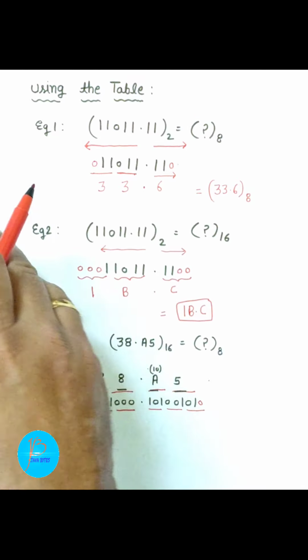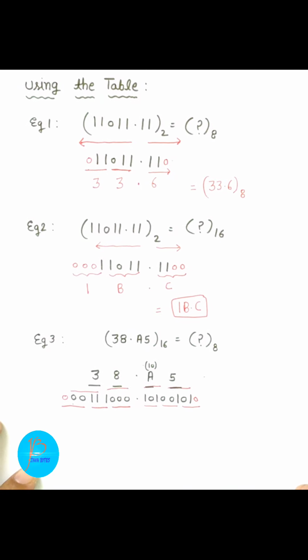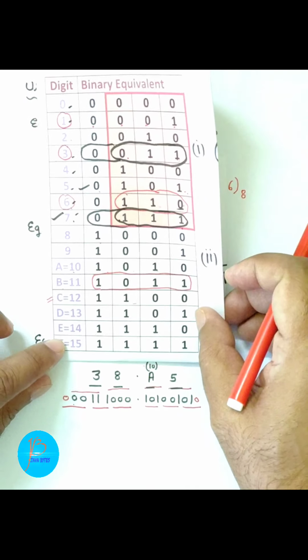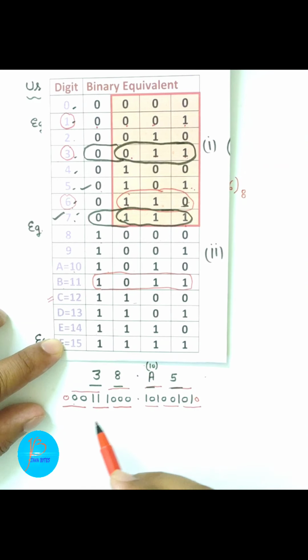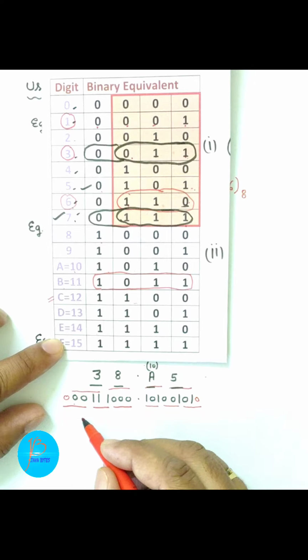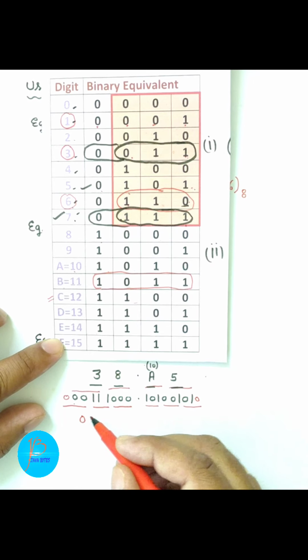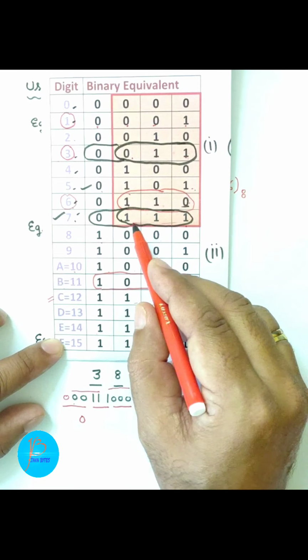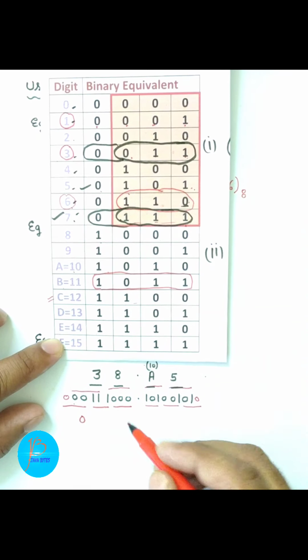And now the final thing we have to do is, with the help of the table, convert all these binary values into their octal equivalent. So just take the help of the table. Now see that 000, you know that it is equal to 0. After that, 111 is equal to 7.